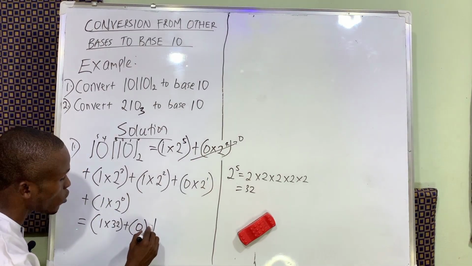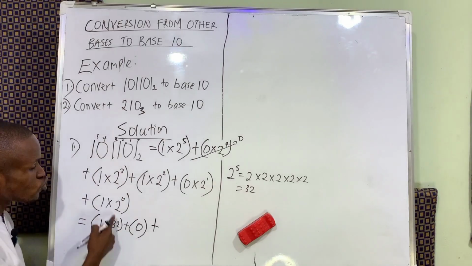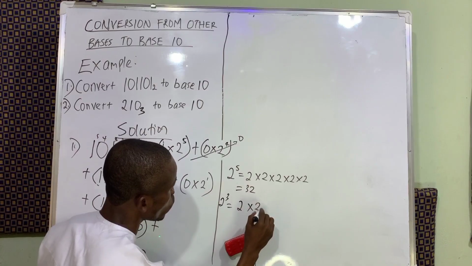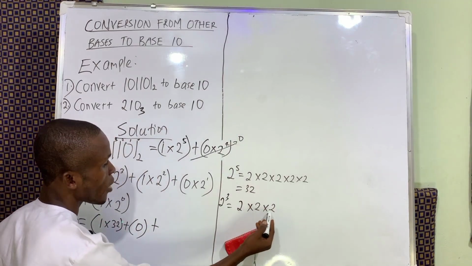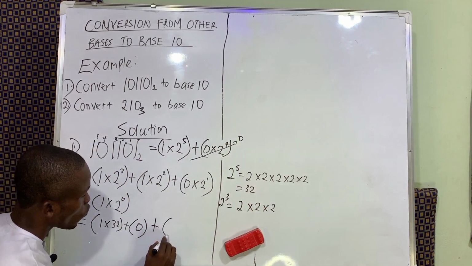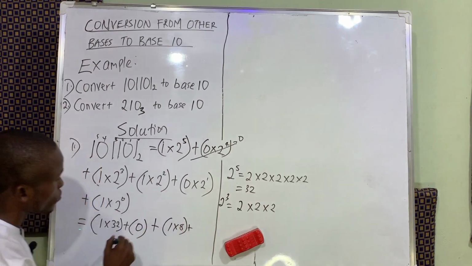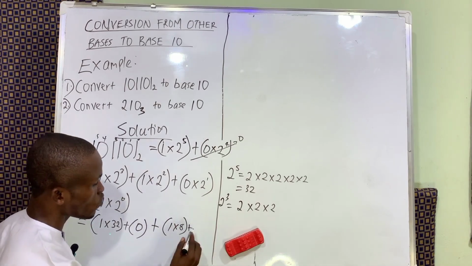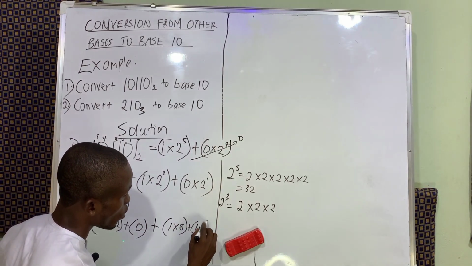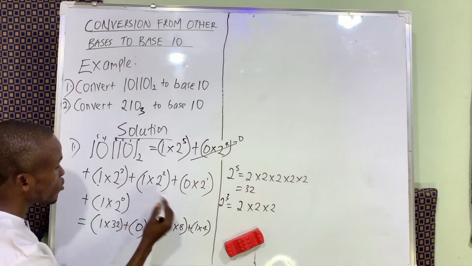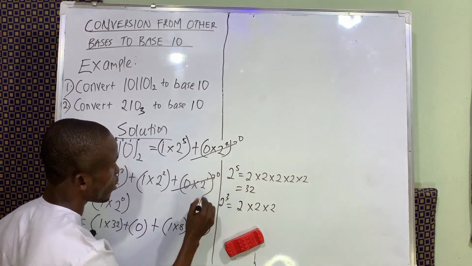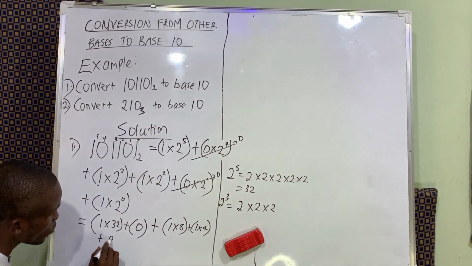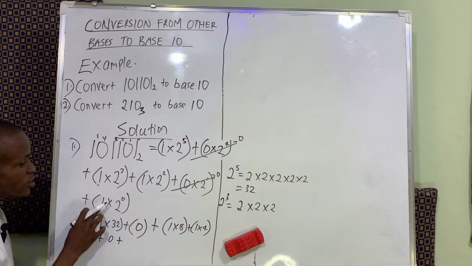We now have the next one, plus 1 times 2 cubed. 2 cubed implies 2 to the power of 3, which is 2 times 2 times 2. 2 by 2 is 4, 4 by 2 is 8. So we have 1 times 8, plus the next number, 1 times 2 squared. 2 squared is 4, that's 2 times 2. That implies 1 times 4. The second to the last one is 0. Anything times 0 will give us 0. Plus 0. And finally plus 1 times 2 to the power of 0.